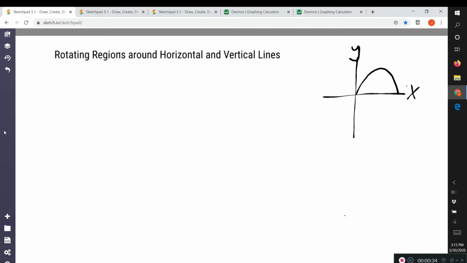What we're going to do is extend this concept to rotating around lines that are not just the x and y axis. For instance, this could be the line y equals -2, or maybe we want to do a vertical line. Maybe we want to rotate this region around the line x equals -2.